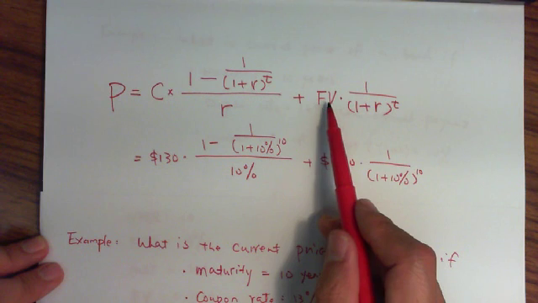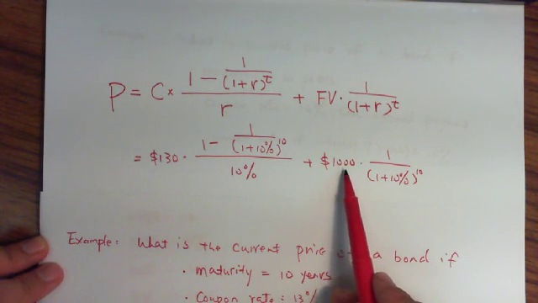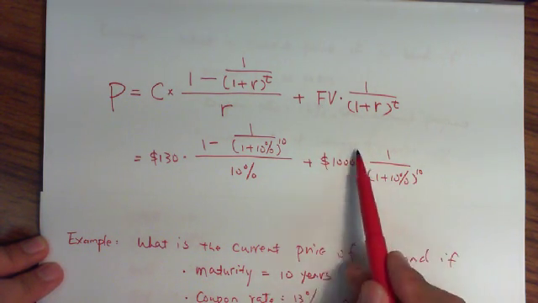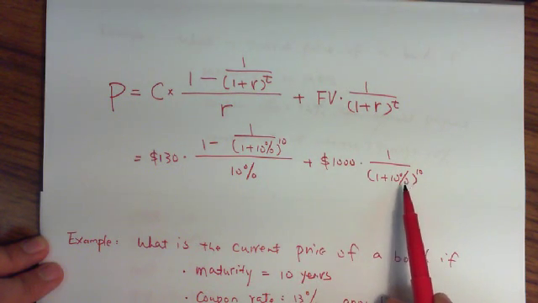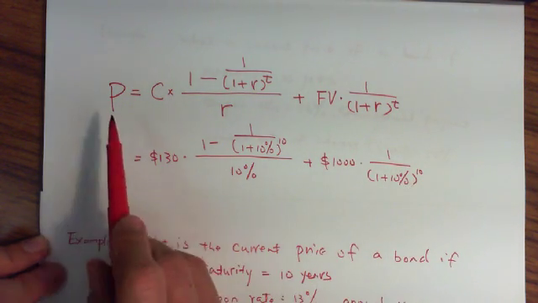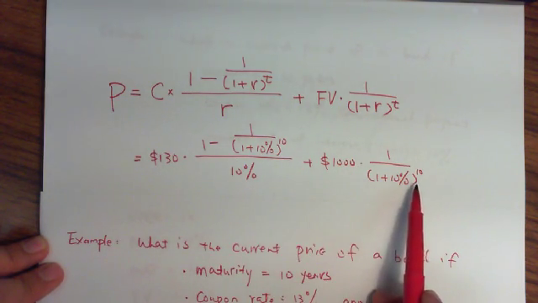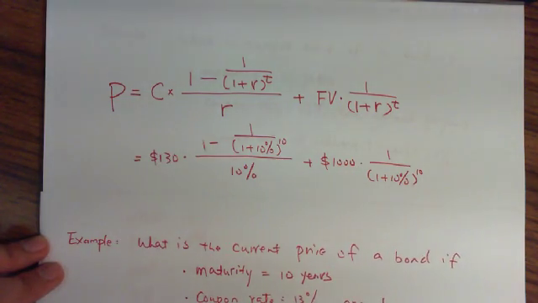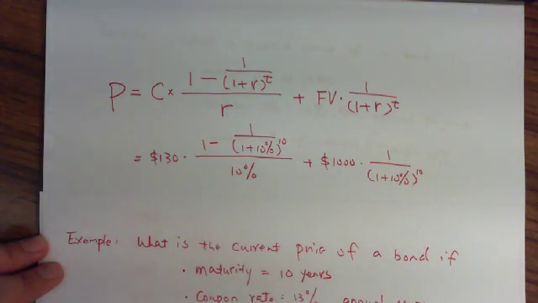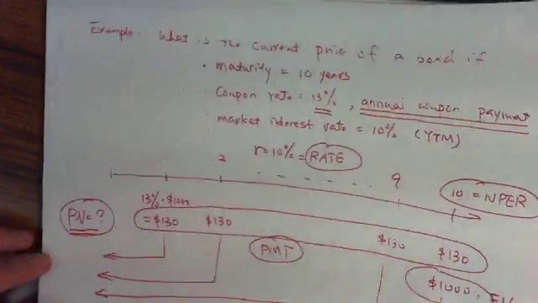We have the face value, this $1,000 at the end of the bond's life. Its present value is computed in this way. So the price of the bond is the sum of these two parts. Of course, we can use Excel to compute the value.